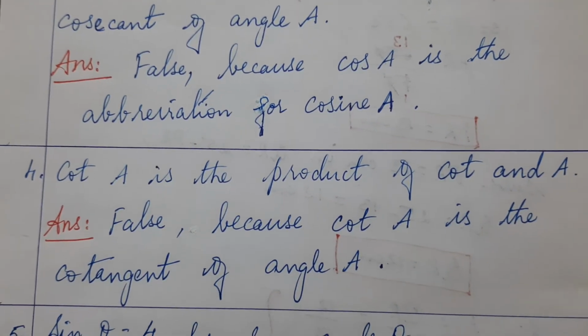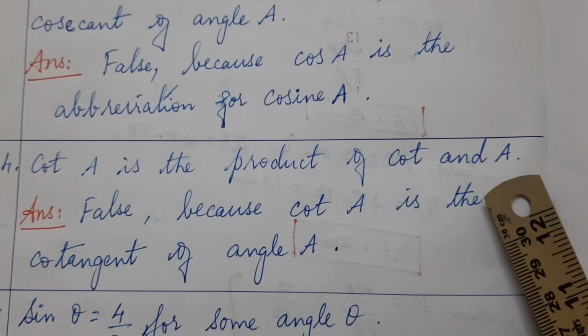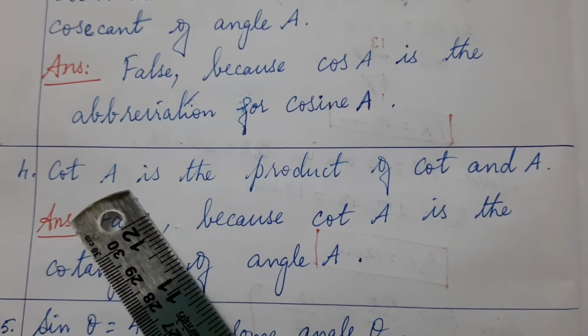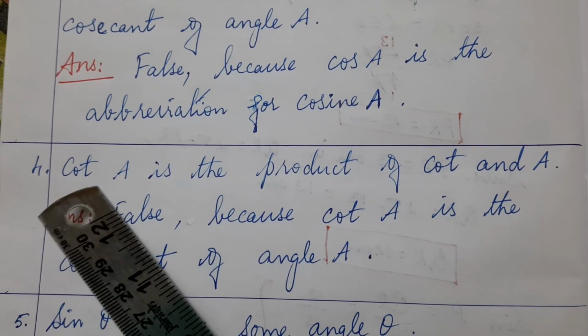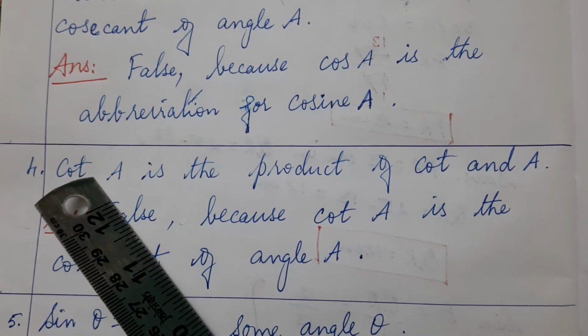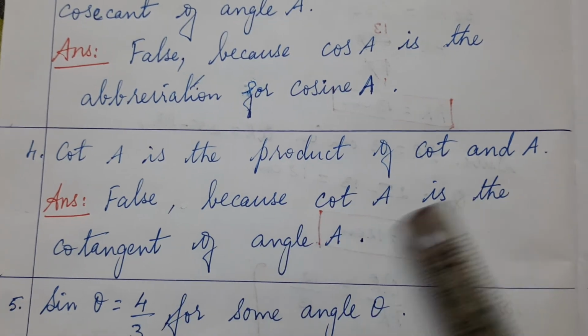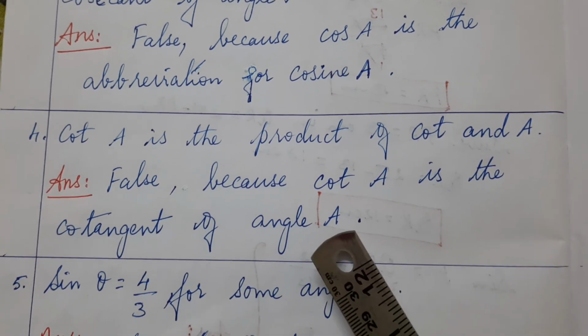So next, the fourth one: cot A is the product of cot and A. Cot A is not the product of cot and A. Cot means it is cotangent. It is the cotangent of an angle A. It is not the product. So the statement is false because cot A is the cotangent of angle A.